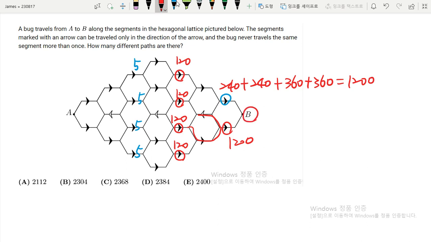So what will be the final number of cases for B? When you add this to 1,200, the sum is 2,400. So the answer is E.